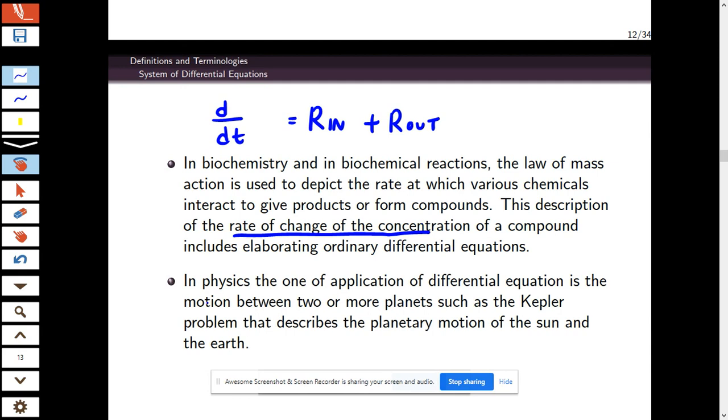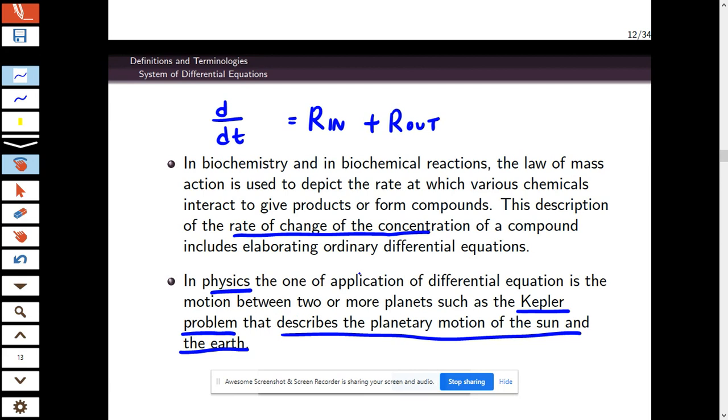Okay. And then in physics, we have applications for the motion of a planet, such as the Kepler problem. What is the Kepler problem? The Kepler problem describes the planetary motion of the sun and the earth.